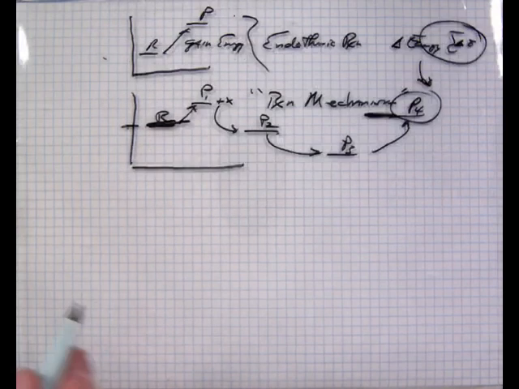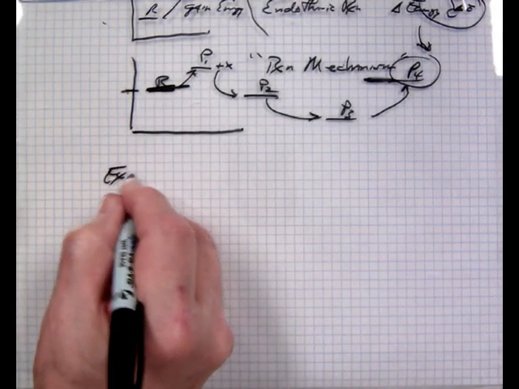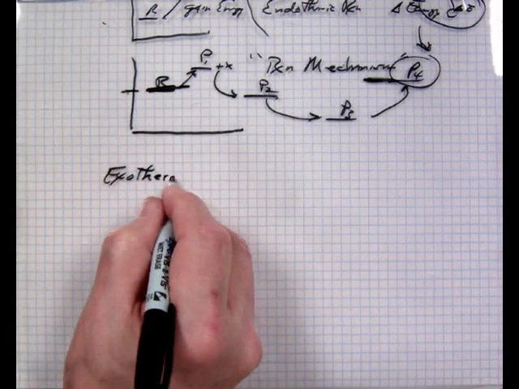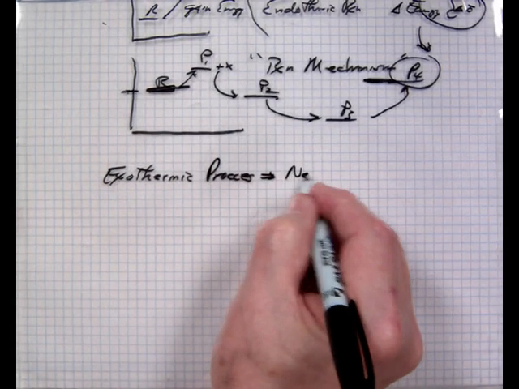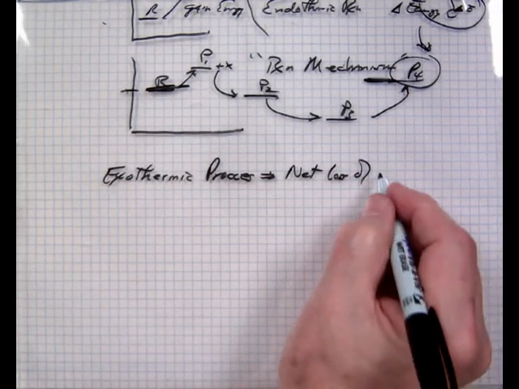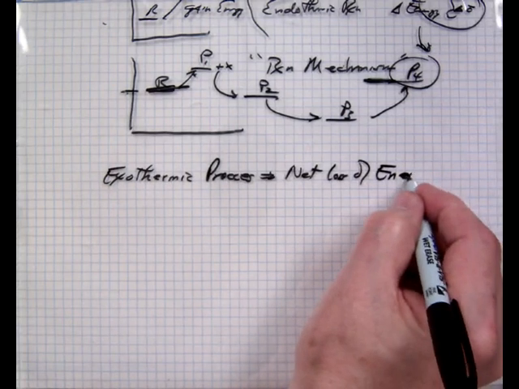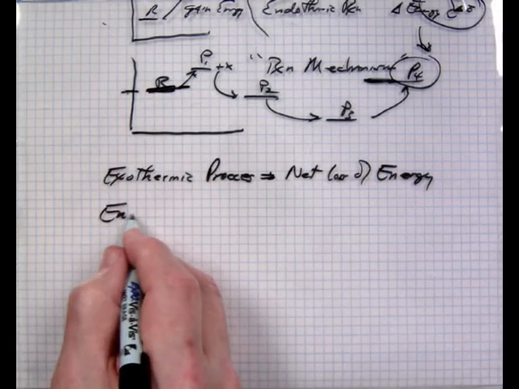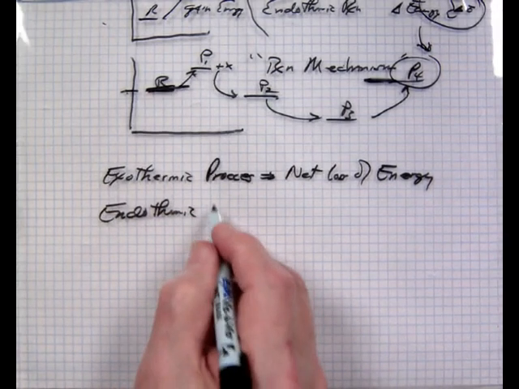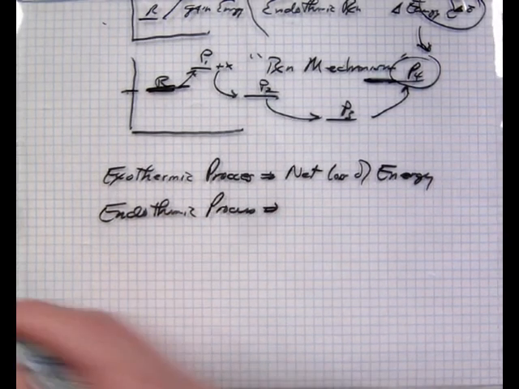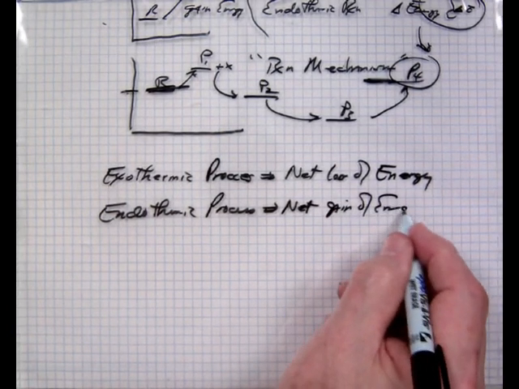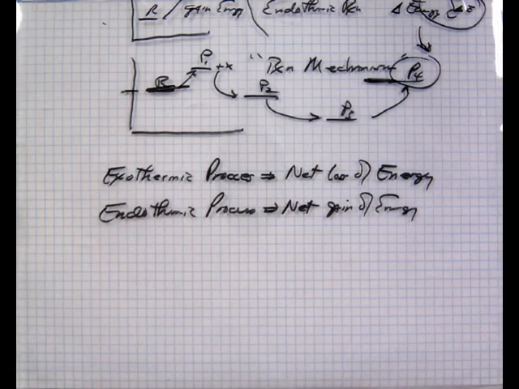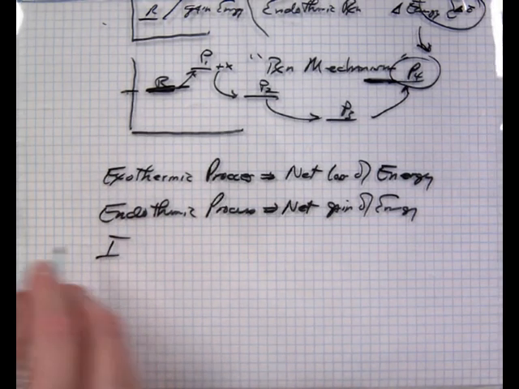So there's your new word that you may not be familiar with. So in your notes, exothermic process is associated with a net loss of energy, usually in the form of heat. Endothermic is net gain of energy. It winds up the products above the reactant.